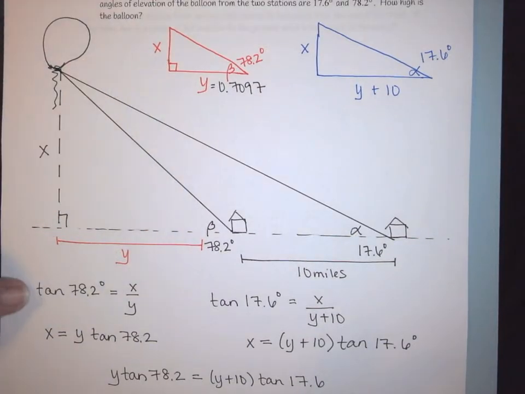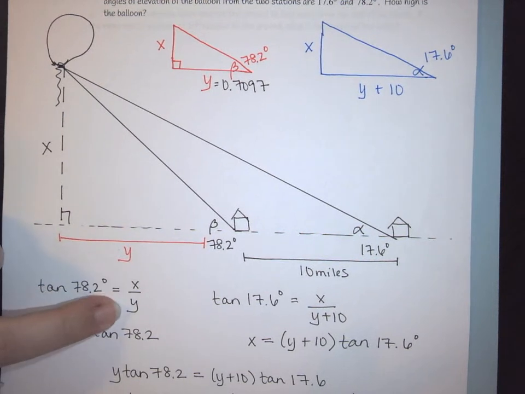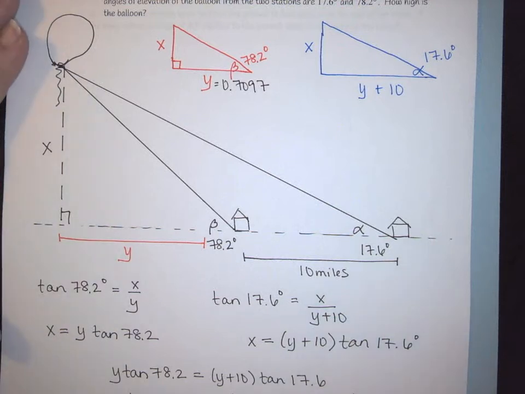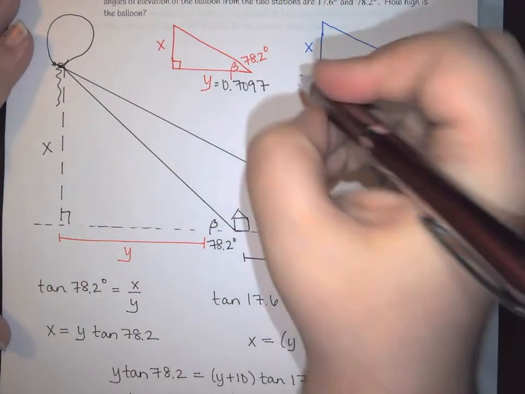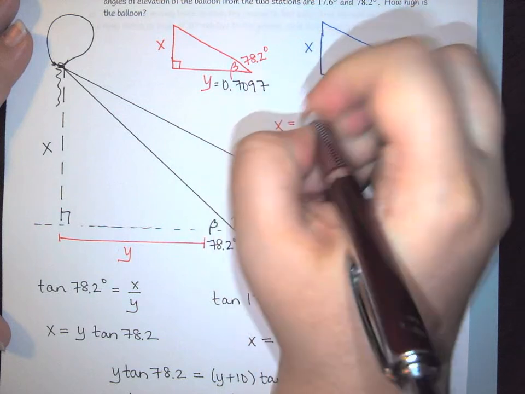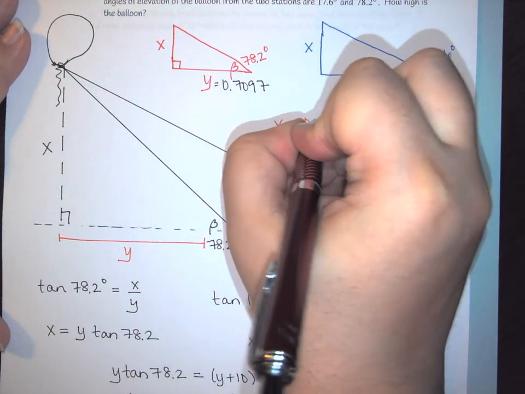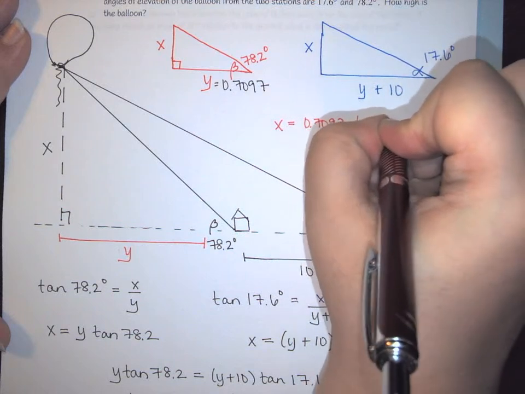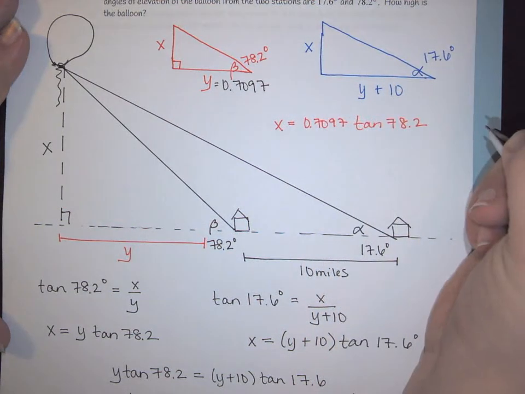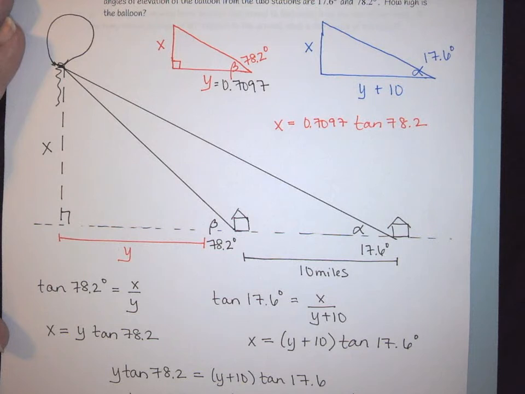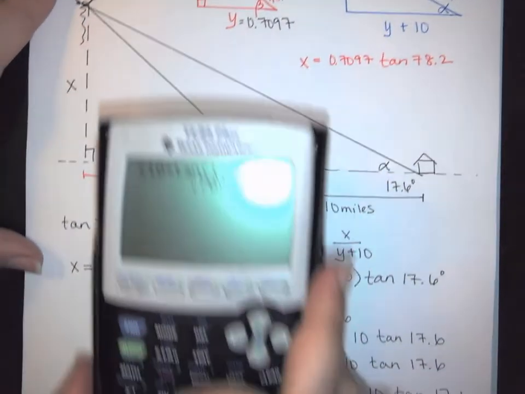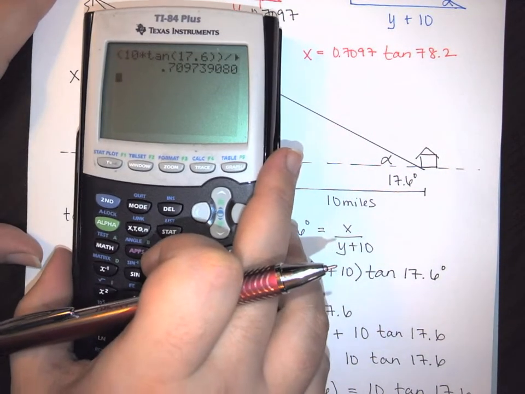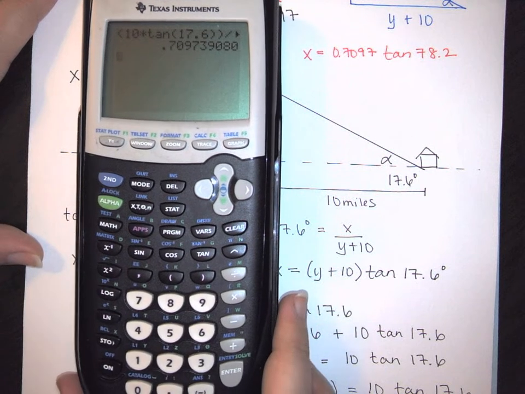Why? Because I knew the tangent of x over y is what I had to search for. I had to solve for x. So in this case, what do I know? I know that x is equal to that 0.7097 tangent of 78.2. So in this case, I would go ahead and I would take my answer.